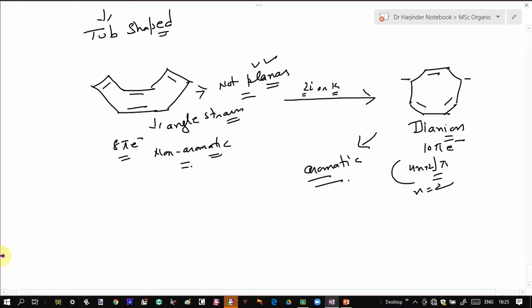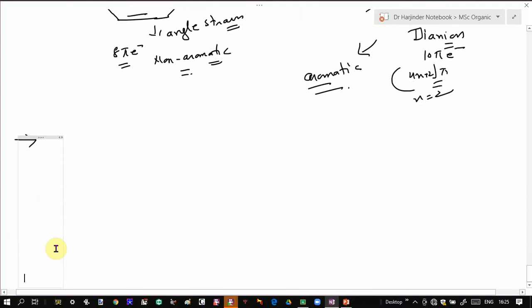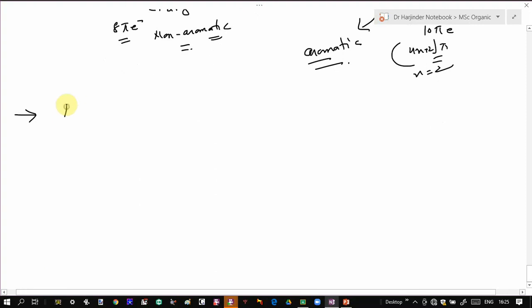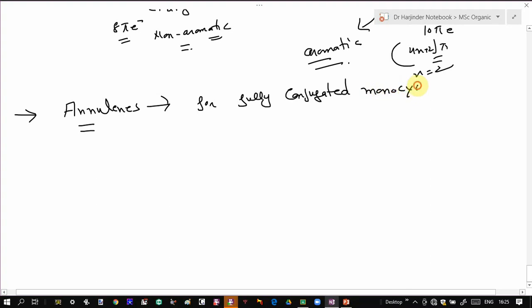So now let's take the other example, and the other examples are of annulenes. Now, what are annulenes? Annulene is a general name for the fully conjugated monocyclic systems. That means they consist of only one cyclic ring and they are fully conjugated. So these kind of compounds are called annulenes.